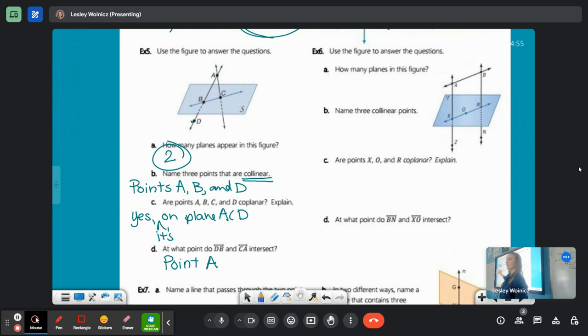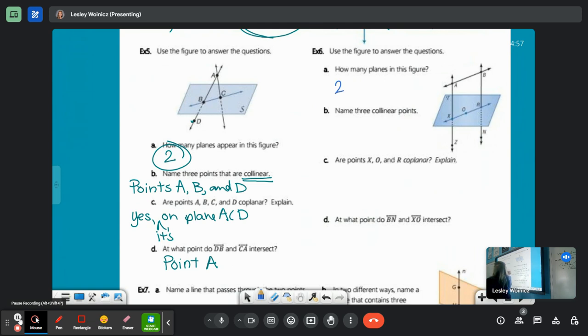Does this help? Okay, so the blue line is what separates it, right? The blue line is where these two intersect. So the blue line is right here. Does this help? No? Do I need to come closer? Two planes.